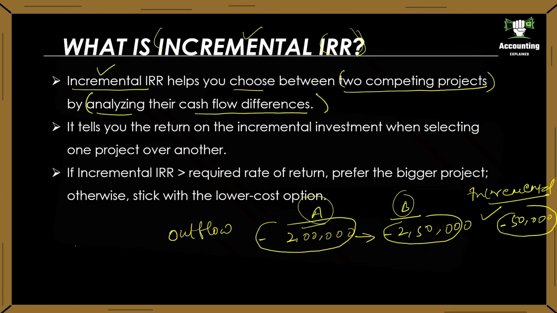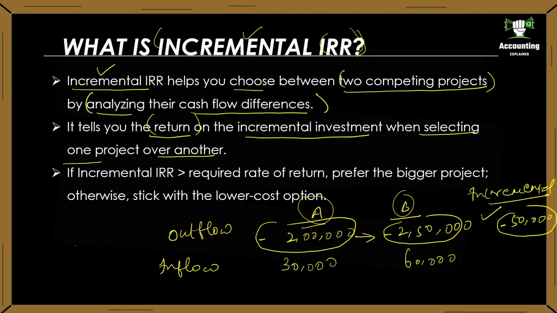Next point, it tells you the return on the incremental investment when selecting one project over another. So here return means inflow or profit. Suppose you're going to get an inflow of 30,000 per annum for project A and for project B it is 60,000. So the difference is that project B is getting 30,000 more when compared to project A.